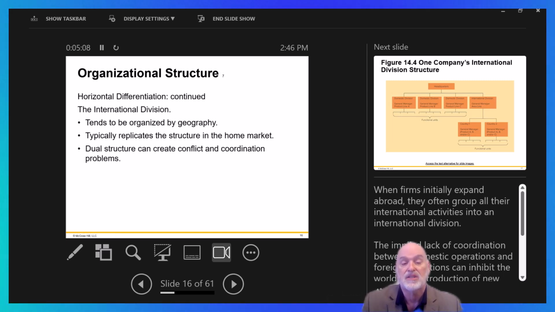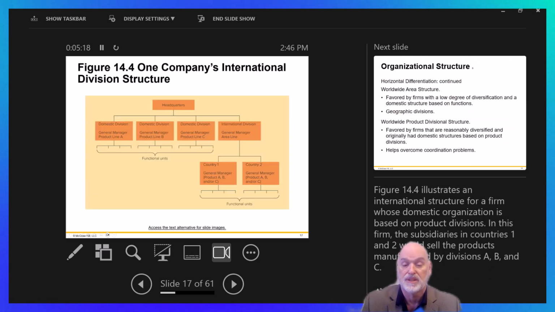The international division tends to be organized by geography and typically replicates the structure in the home market. Dual structure can create conflict and coordination problems. So here we have headquarters, domestic, and then the international division. The different countries report to the international division general manager.